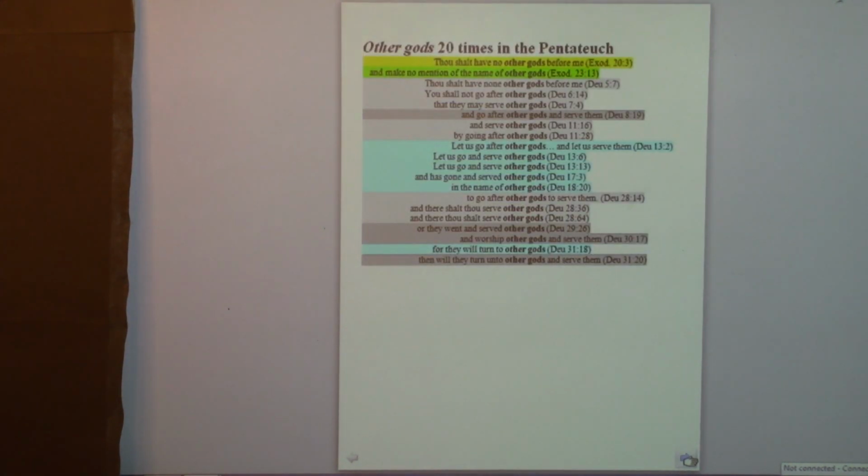Other gods, 20 times. Most of those phrases are in Deuteronomy, but one is up there in Exodus chapter 20, verse 3. And then we have one with the Elohim in 23:13 of Exodus, and all the rest are in Deuteronomy, other gods. So whoever did this, do you think they were aware that they were completing all this? That they had finished off the meter from Exodus and completed it in Deuteronomy to come up with other gods exactly 20 times?